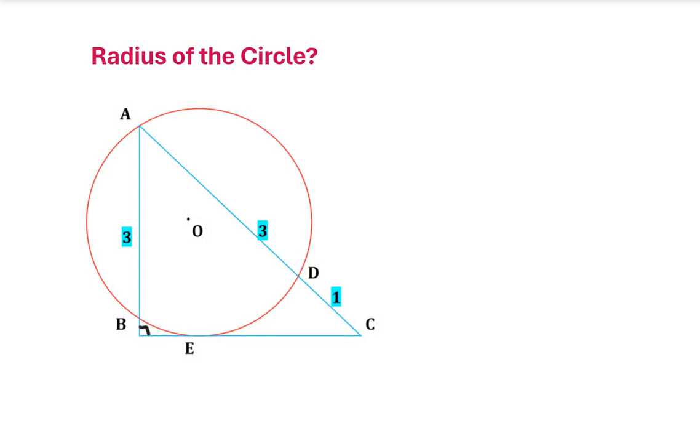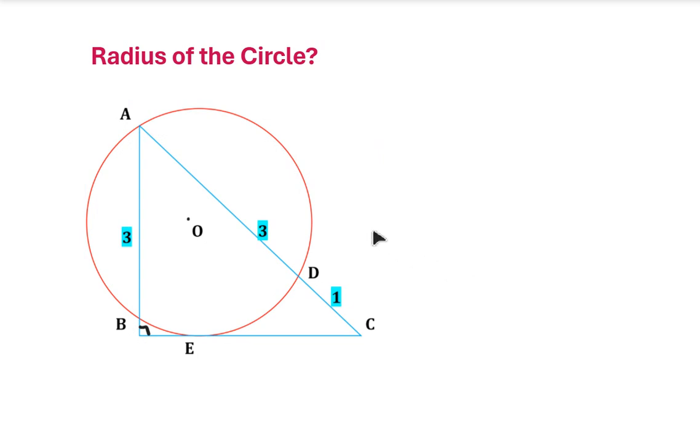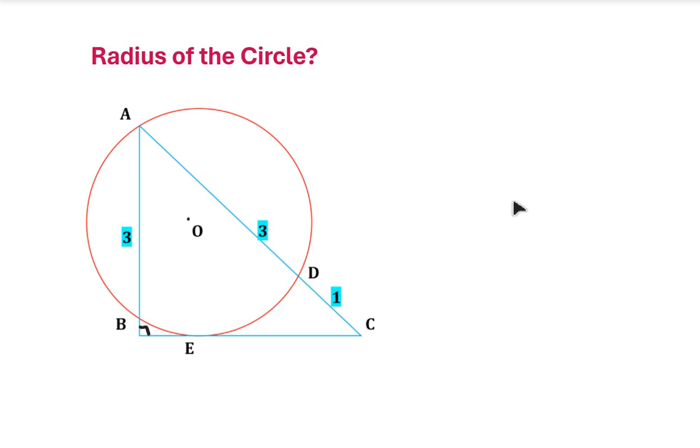In this problem, we can see the red shaded circle, the center of which is O, and there is another triangle within this circle, ABC, where B is the right angle. So this triangle ABC is a right-angled triangle, and obviously O is the center of this circle.